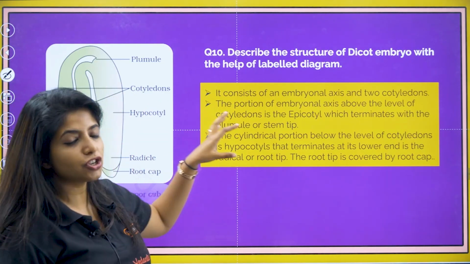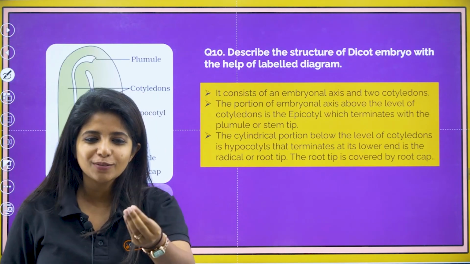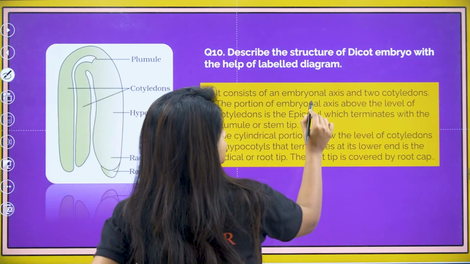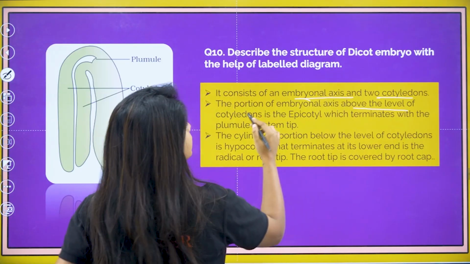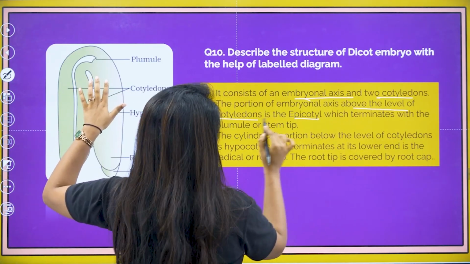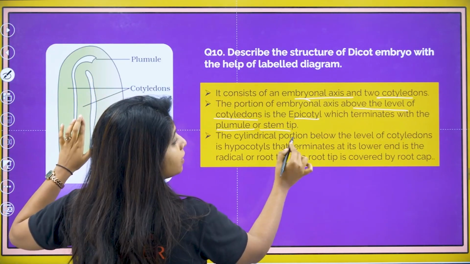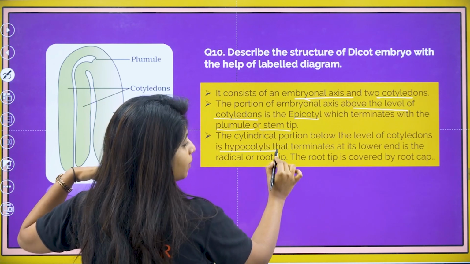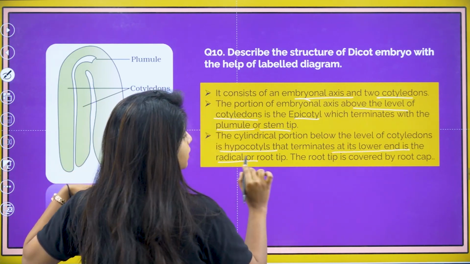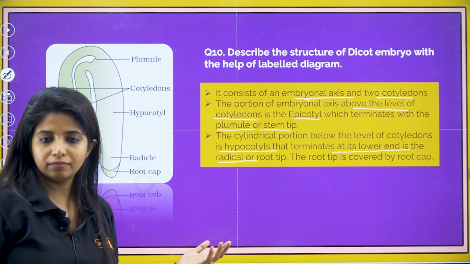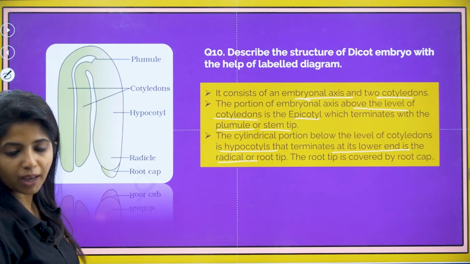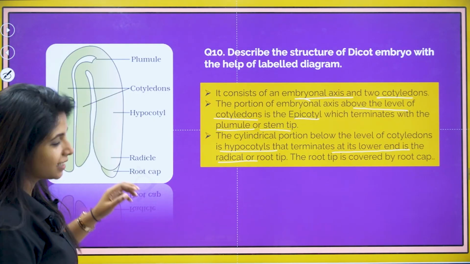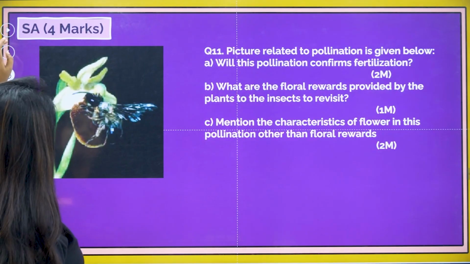So if at all, describe the structure with the help of a label diagram. So obviously don't just put the diagram there and come, put at least 1 or 2 points out there as well. So it consists of an embryonal axis and 2 cotyledons. The portion of the embryonal axis above the level of cotyledons is the epicotyl, which terminates with the plumule or the stem tip. The cylindrical portion below the level of cotyledons is hypocotyl, that terminates at the lower end at the radicle or the root cap. That's all. And the root tip. So radicle or the root tip, and is covered by what? The root cap. That's all. Easy. Right? Easy 3 marks.